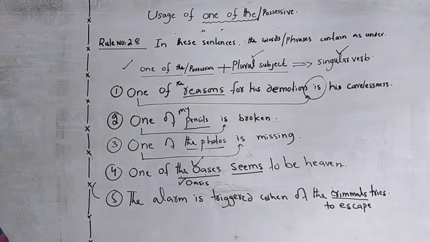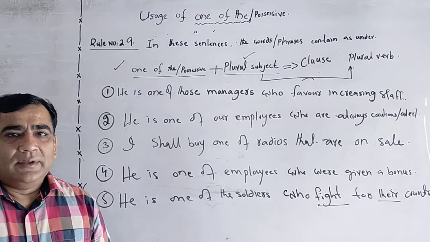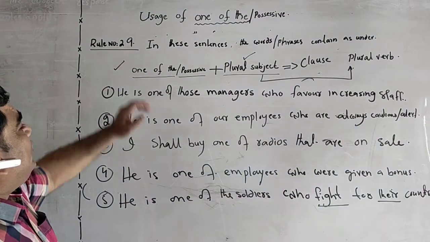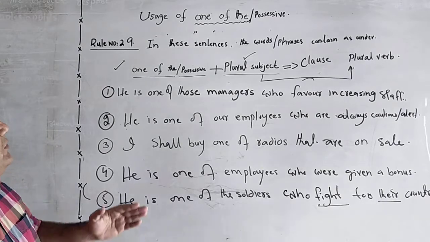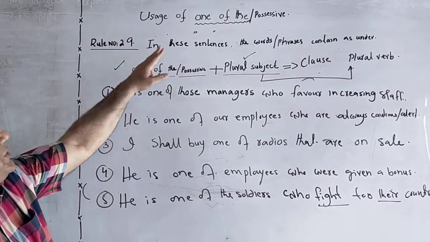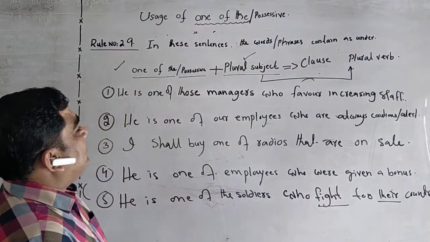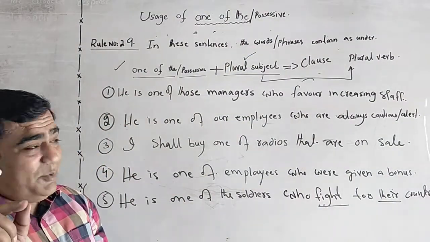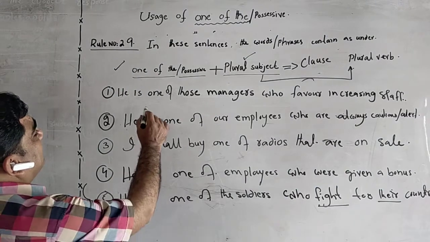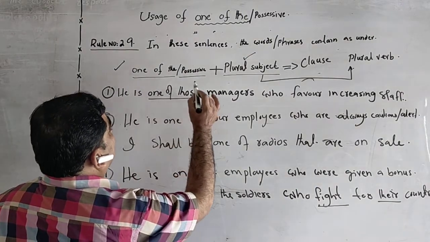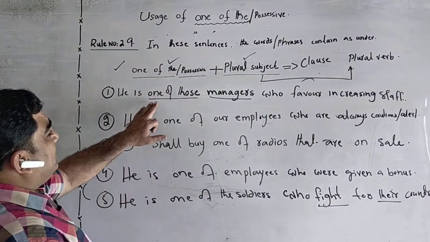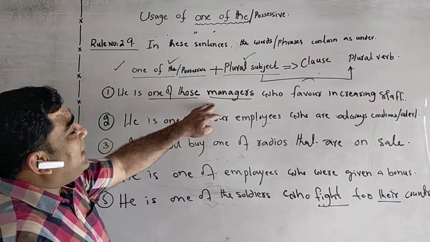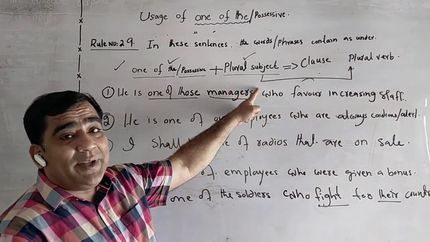Coming to the next rule, number 29. This is the same as we discussed in rule 28. There is also "one of them." But keep one thing in mind, be conscious. Here it is "one of those," and then we have a plural, as in the first one. The first one was "one of those managers," and then we put the verb as singular.